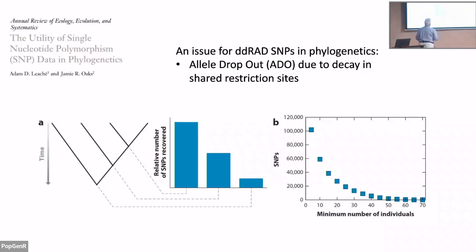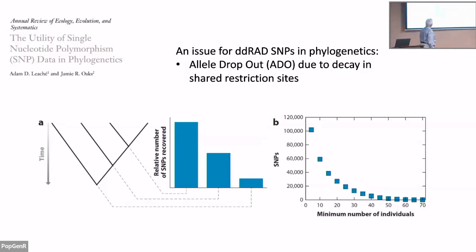So anyway, this allele dropout is a very well understood phenomenon from the decay of homology of restriction sites just through nucleotide substitution. And depending on how complete you want your matrix to be, of course, you shed a lot of SNPs.